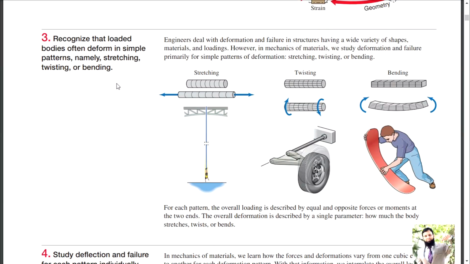Okay, the third part. Recognize that loaded bodies often deform in simple patterns, namely stretching, twisting and bending. In simple structures there is simple deformation, in complex structures there are combined loadings and deformation is quite complex. But no matter how complex, they are quantifiable and very simple. Engineers deal with deformations and failure in structures having a wide variety of shapes, materials and loadings. However, in mechanics of materials, we study deformation and failure primarily for simple patterns of deformation, that is stretching, twisting and bending.